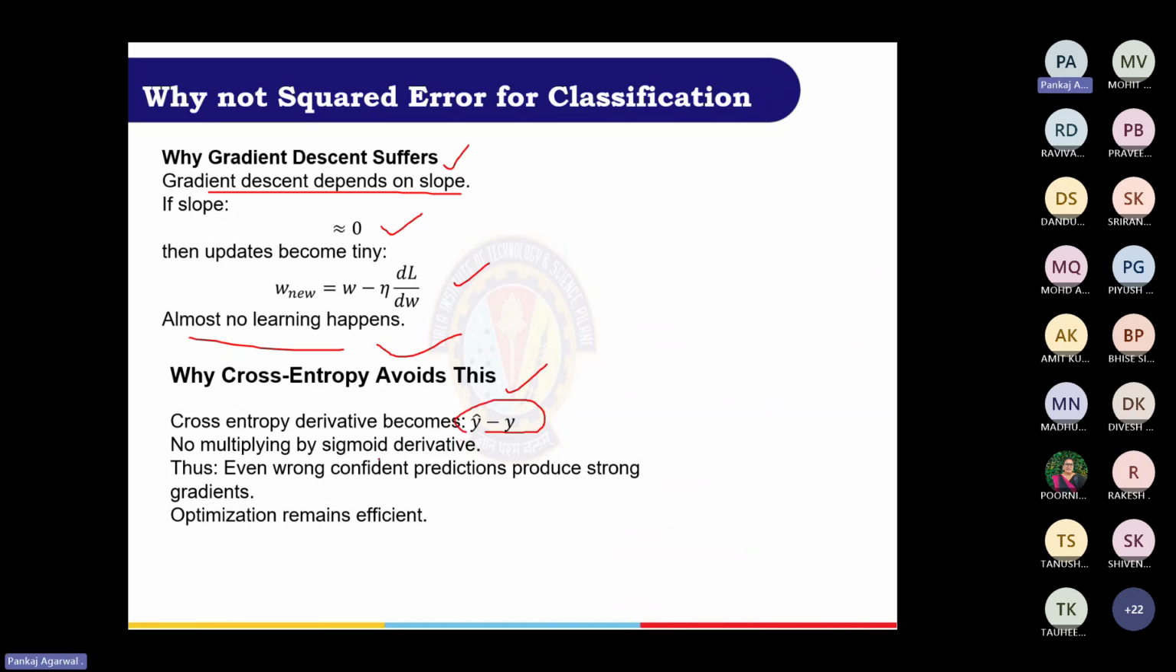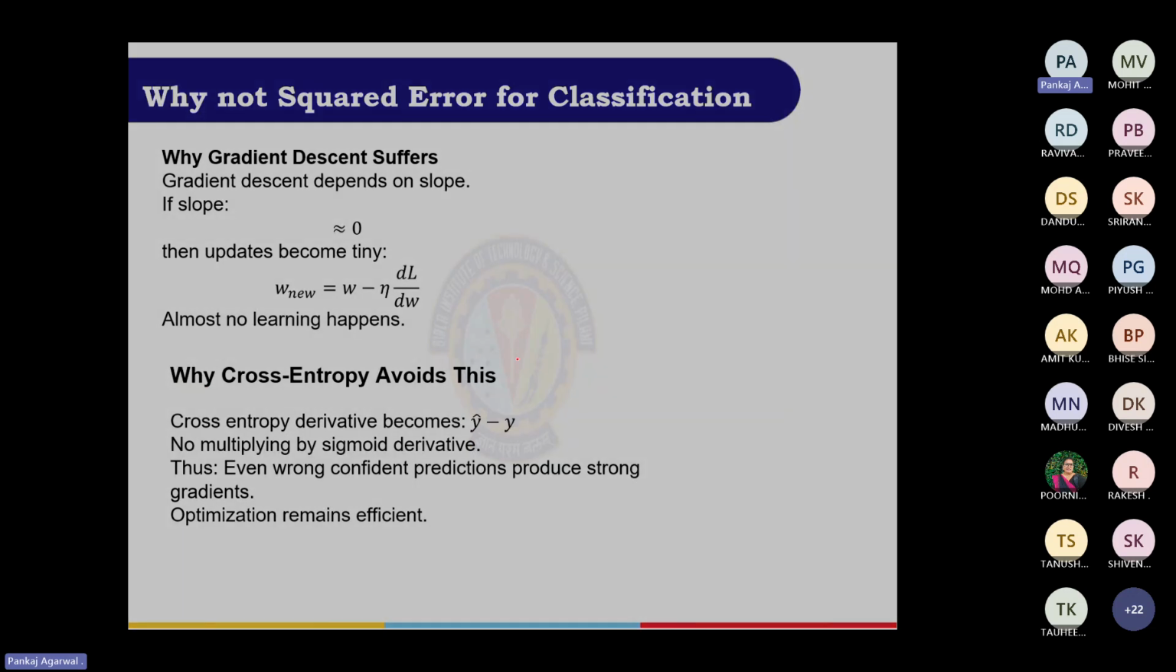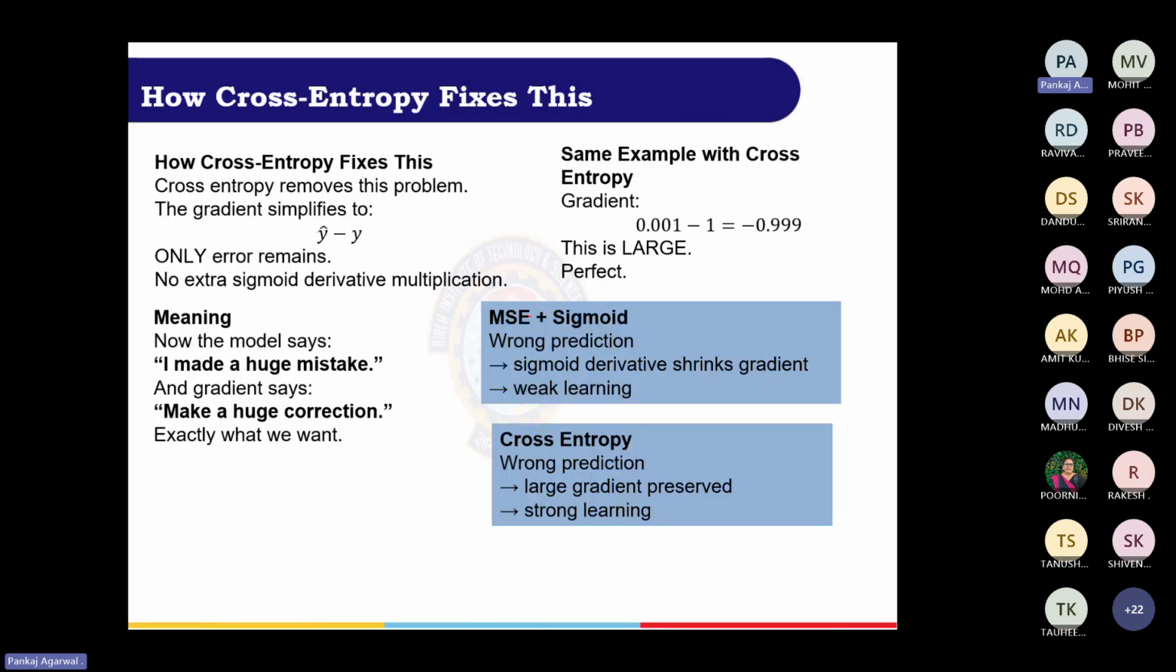We will understand this also. There is no multiplying by the sigmoid derivative, and therefore even wrong confident predictions will produce strong gradients and optimization remains efficient. So that's the reason why cross entropy is able to solve this much more nicely. So cross entropy removes this problem. Why? Because the gradient simplifies to this factor, right?